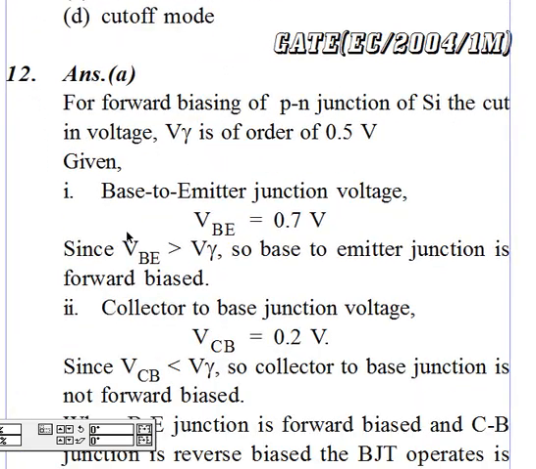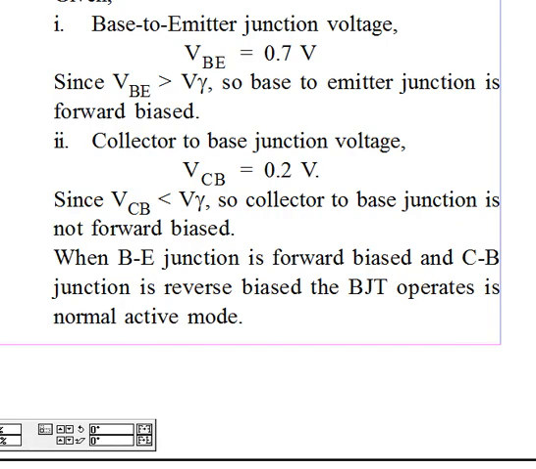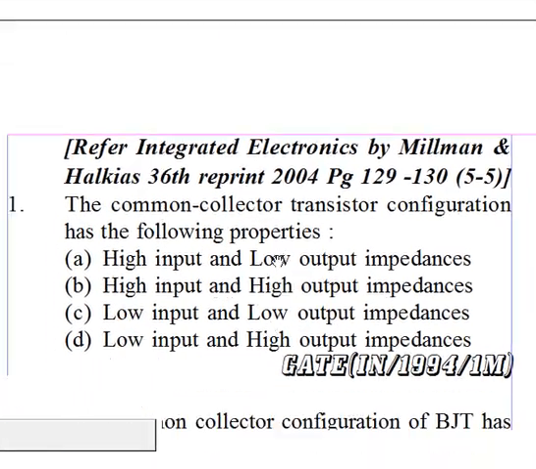I am giving you the cut-in voltage. Here VBE is more than the cut-in voltage, so it is forward bias. VCB is less than the cut-in voltage, it is reverse bias, so that is the normal active mode of operation. Let us see the next question.